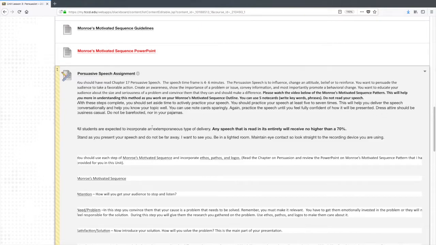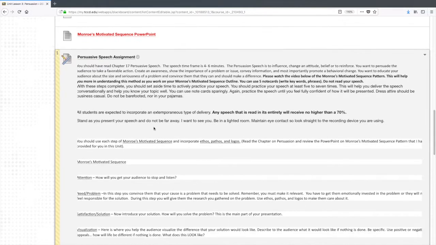Dress attire should be business casual. Do not be barefooted or in your PJs. Remember, just like the informative speech, your delivery is going to be extemporaneous. Any speech that is read in its entirety will receive no higher than a 70%. Stand as you present if you're able to.